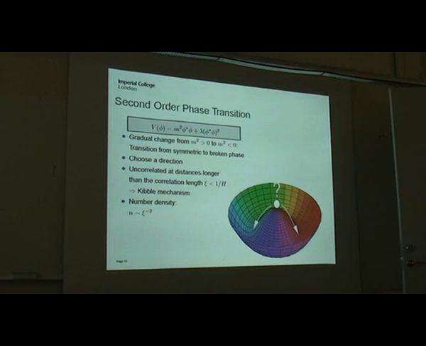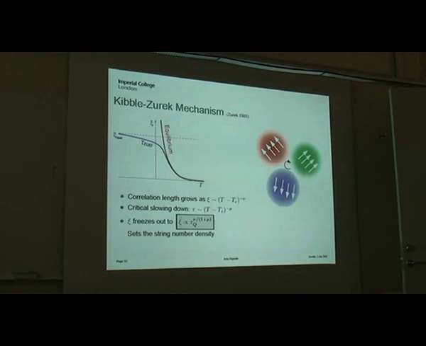What determines the correlation length in such a second order phase transition? So the correlation length, of course, in principle, if the phase transition was adiabatic, the correlation length would diverge at the second order phase transition point.